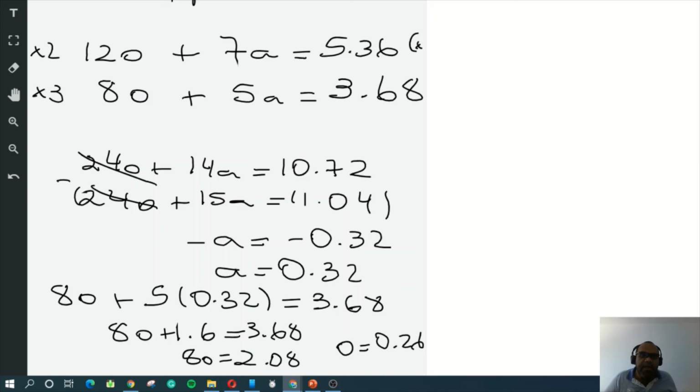Okay, guys? Here's the answer. Remember, in a word problem, write the answer: the orange is 26 cents, and apples are 32 cents.